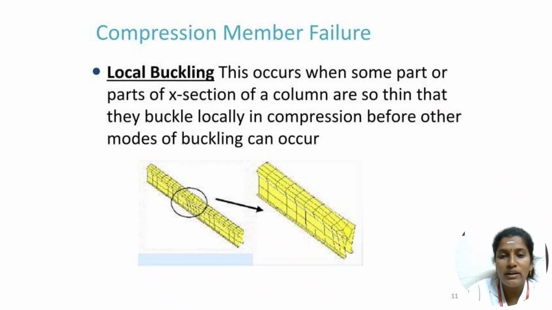Next one is local buckling. How does local buckling happen? This is one example of local failure. It happens only in the thin section, not full buckling. The mode of failure can occur before the overall buckling; it buckles only locally in the compression member. So that is called local buckling. This occurs when some part or parts of the cross section of the column are so thin that they buckle locally in compression before the overall mode of buckling can occur.